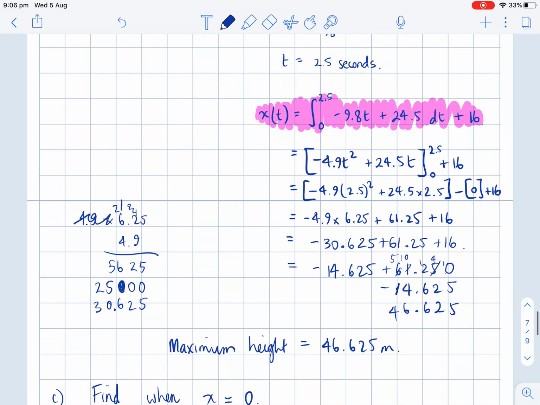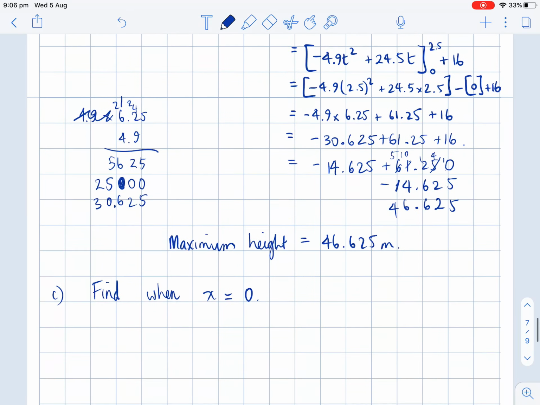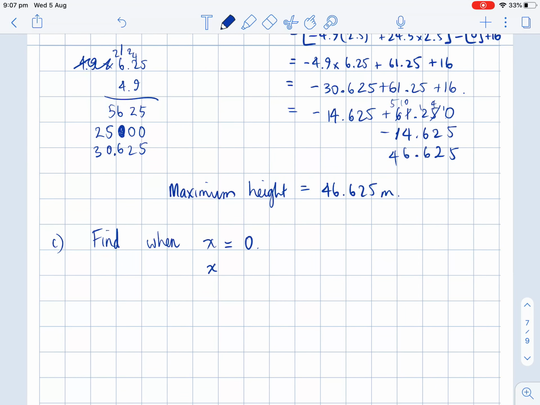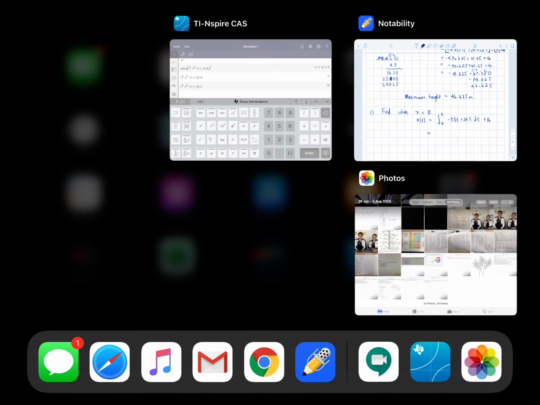Alright, so now we're going to have to do my x of t again, and I know this time I want to find out what t is, and I know initially that the integral of negative 9.8t plus 24.5 dt is equal to 16. Alright, I'm going to cheat this time. I'm going to the calculator. Once by hand is enough.